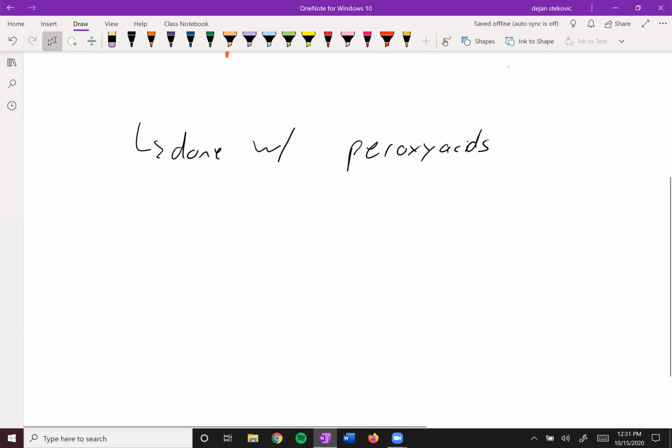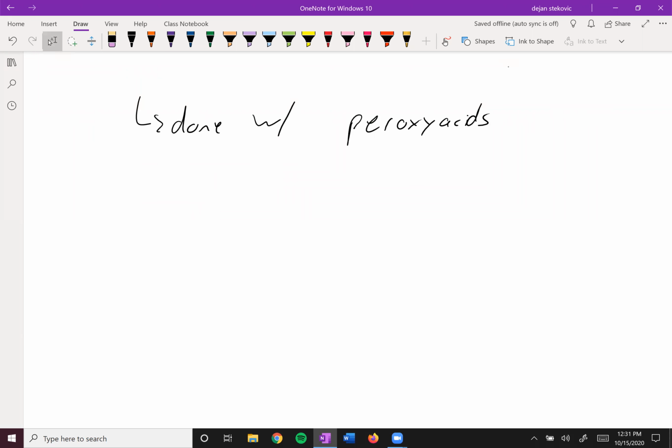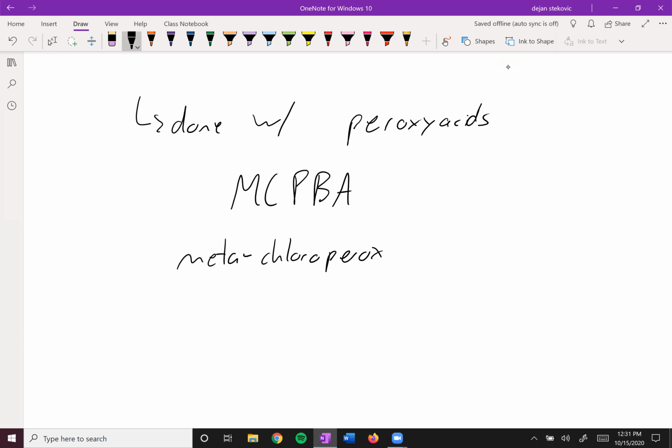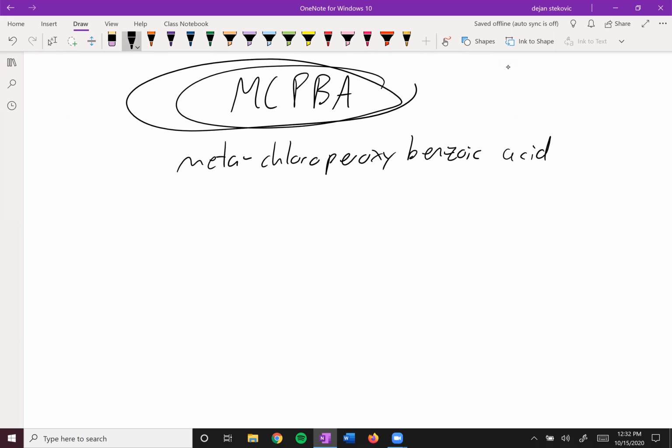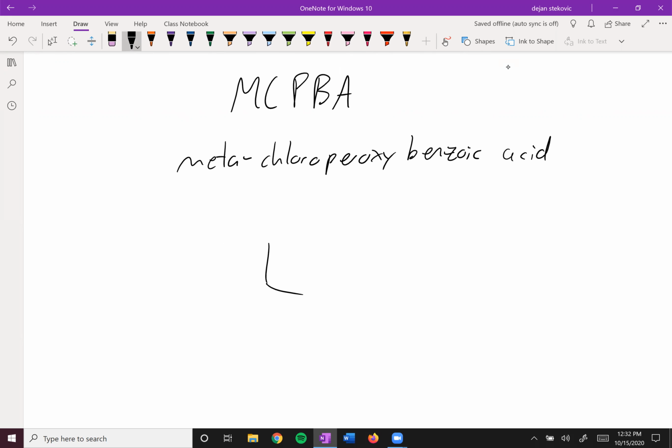So peroxy acids are like a carboxylic acid, except we've got a peroxide in there as well. The most commonly used one is mCPBA, and that stands for metachloroperoxybenzoic acid, right? So that's the name right there. You'll just see this mCPBA as a reagent. Here's the drawing of it, in case you're interested.